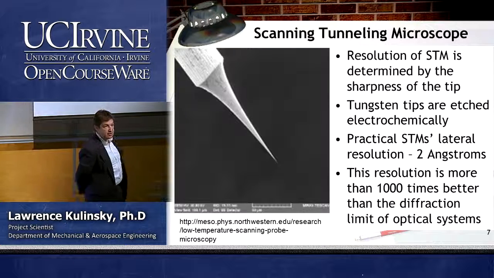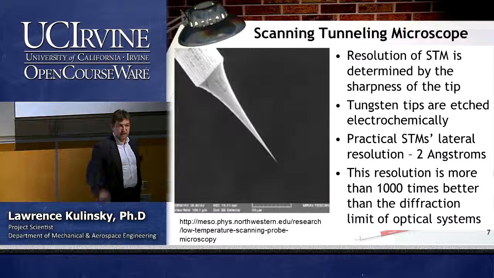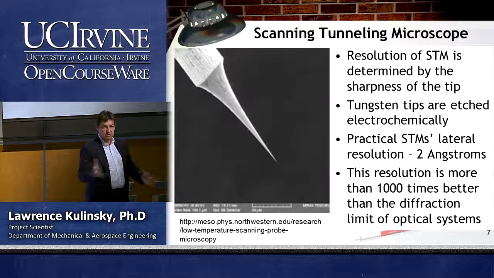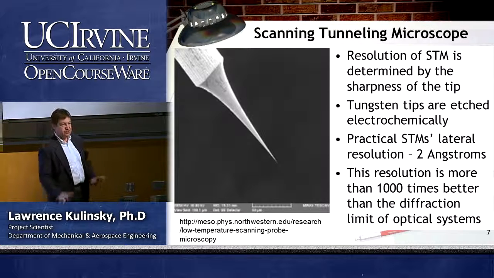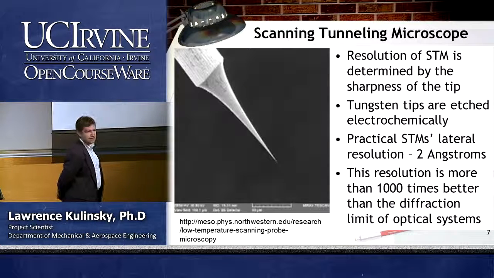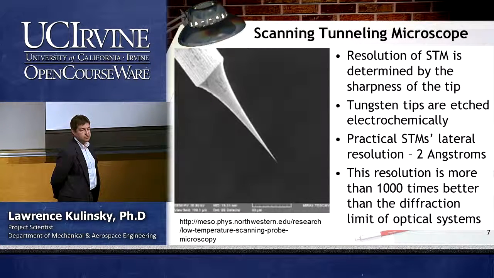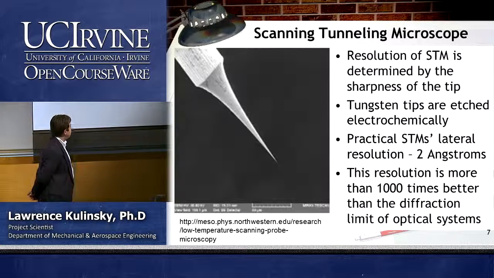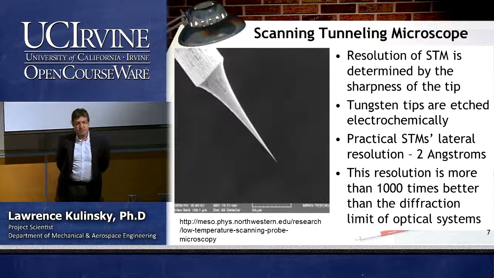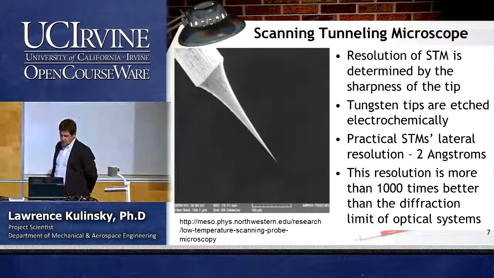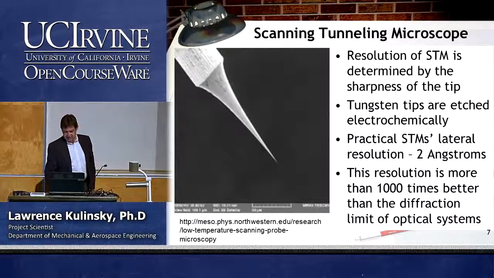The practical resolution of the scanning tunneling microscope allows you to resolve about 2 angstroms. Basically, you can see atoms, and later in the lecture you will see examples of that. This is really nice. It changed somebody's perception. You can actually see atoms. It's not just a concept anymore. And the resolution is more than 1,000 times better than any optical systems.